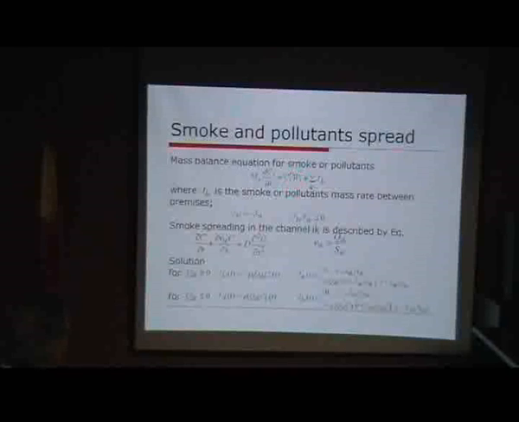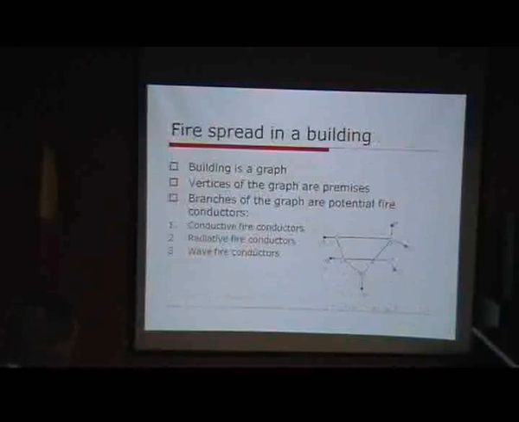And this fire gives pollutants of smoke, which are the sources of the pollutants in the building. And these pollutants are carried by the flow rate of air in the building. And the next one is a description of the fire spread in the building.